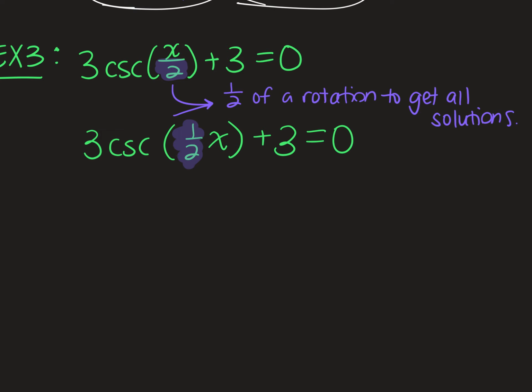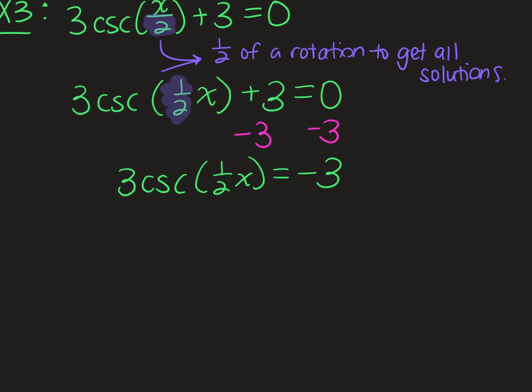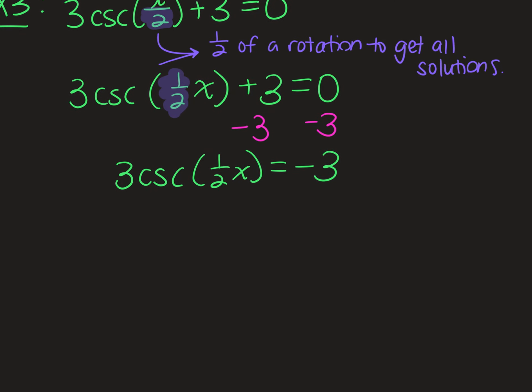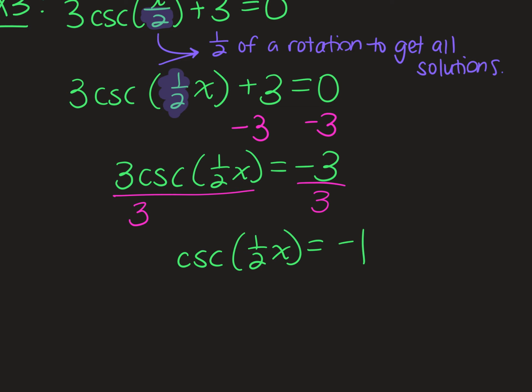All right, so my process for solving this is just like it was with every other trig equation that we've had. We're going to start by trying to isolate that trig function. So I'm going to subtract 3 from both sides. And then I'll divide both sides by 3. Again, because that's what cosecant is being multiplied by, not what x is being multiplied by. So I get cosecant of 1/2 x equals -1.